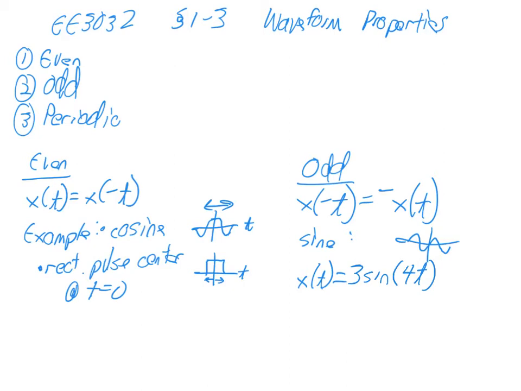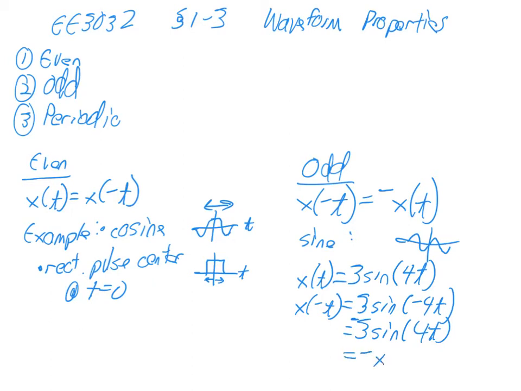I substitute in negative t, and in the case of the sine function, we know if we put in the negative angle, I get the negative of the value than if I had the positive angle. So negative. And this here is negative x of t. Therefore, we say that it is an odd signal.